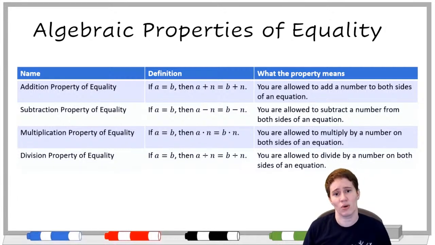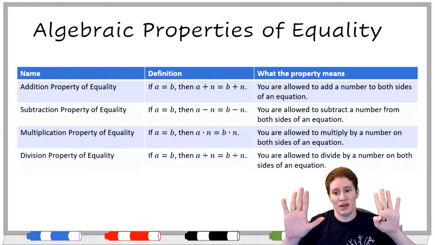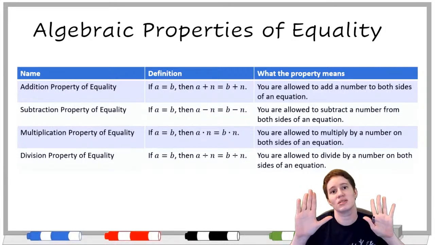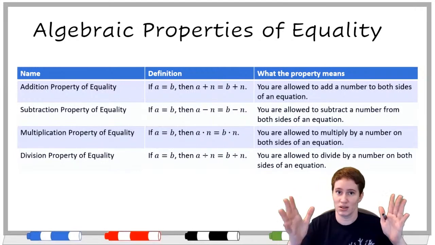So these properties of equality go with each of our operations that we know and love, that we've been learning about for the last however many years that we've been in school: addition, subtraction, multiplication, and division. And each of these properties is actually saying a very similar thing: that if you have an equation, so in all three of these in the middle column it has if A equals B, so if you have two things that are equal, then the next part is a little different on each, but each of them is saying as long as you do the same thing to each side of the equation, what you have is still an equation.